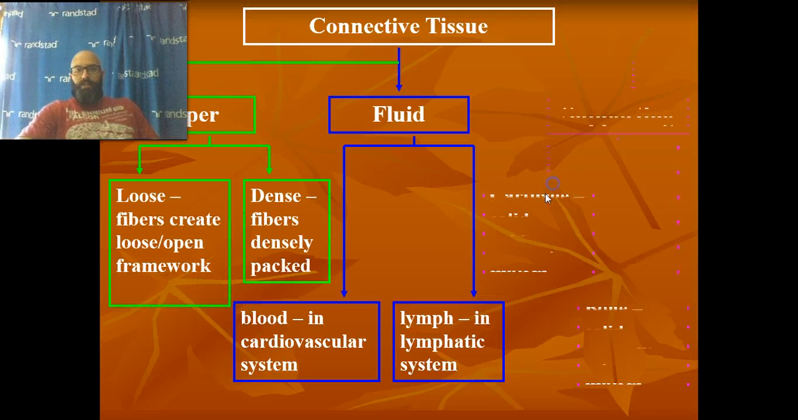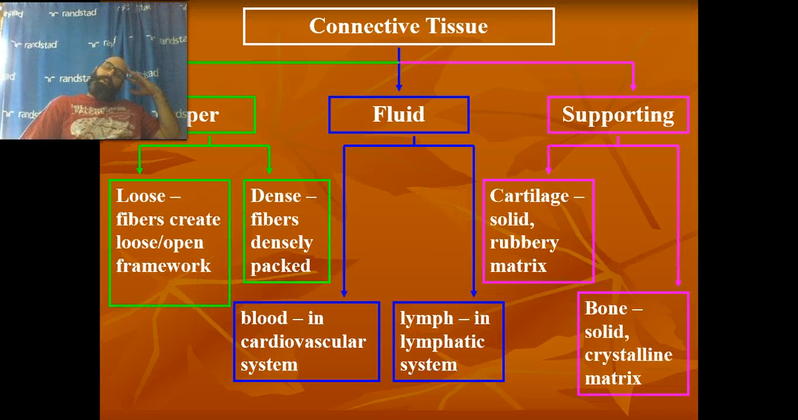So here's just a nice little graphic organizer separating and distinguishing all the differences between the three types of connective tissue. You have connective tissue proper, which you'll have your loose or areolar, and then you have your dense connective tissue. You have fluid connective tissue, blood and lymph, and then you have supporting connective tissue, which is going to be cartilage and bone.